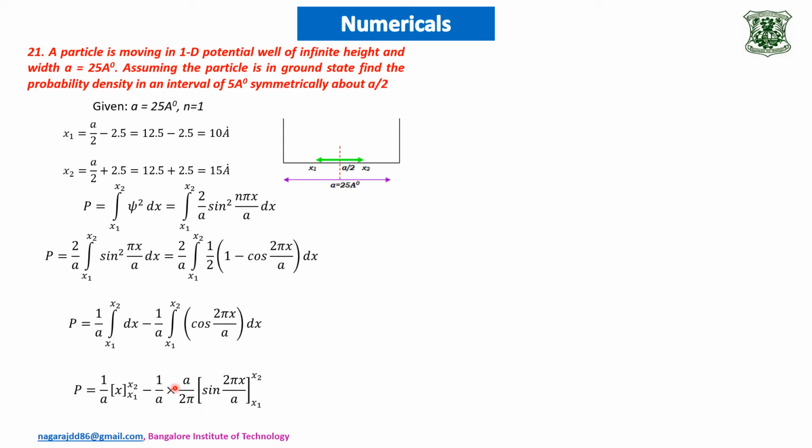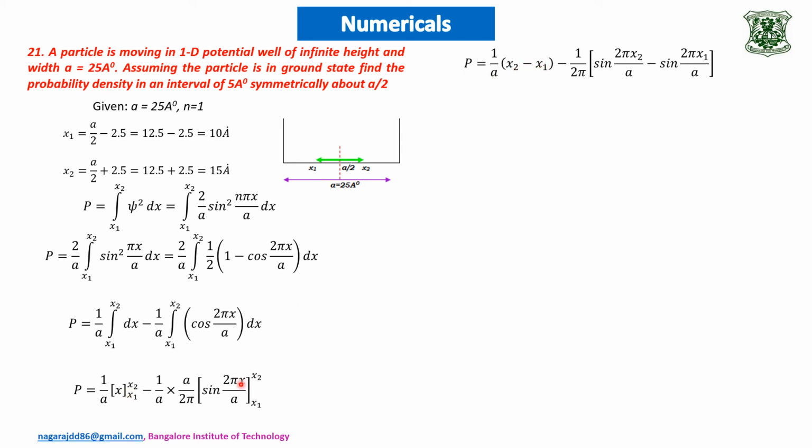But that 2 pi by a I have written here, so it becomes a by 2 pi. Please practice this problem. This is very important and at the same time very simple also. Well, cancel a, and then the next step becomes 1 by a into x2 minus x1. I have applied the limits.